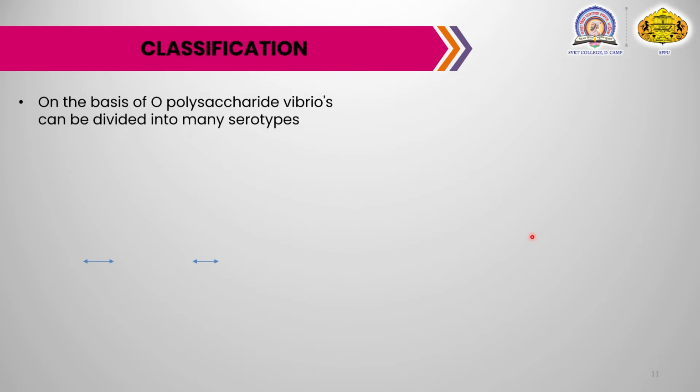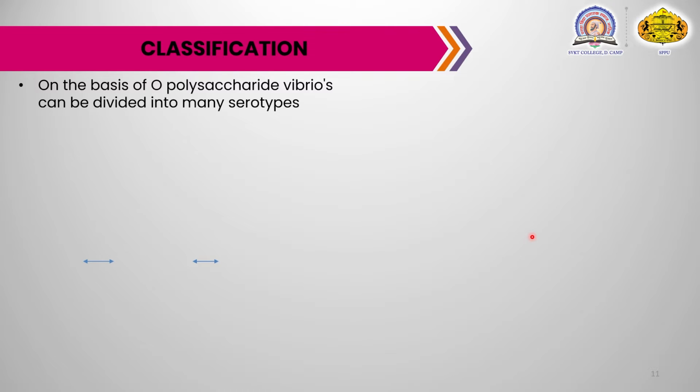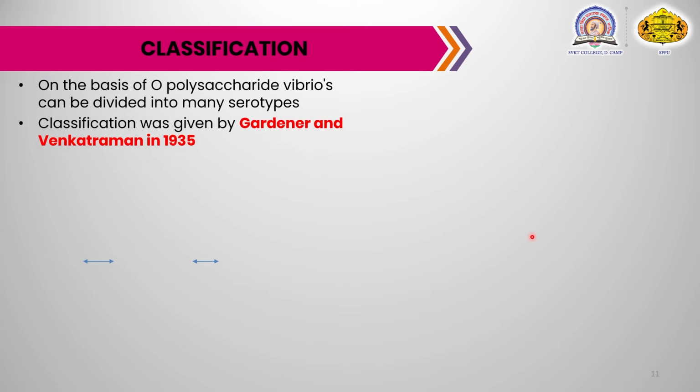Now let's move on to the classification of Vibrio cholerae. When we talk about classification, the O polysaccharide, the O somatic antigen, which is present on the cell wall of Vibrio cholerae, plays an important role in the classification of Vibrios. It is divided into many serotypes. This classification on the basis of O polysaccharide was given in 1935 by Gardner and Venkatraman.